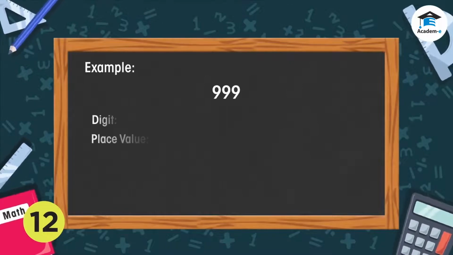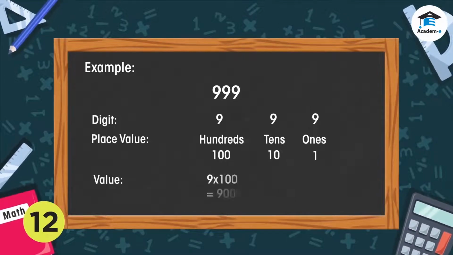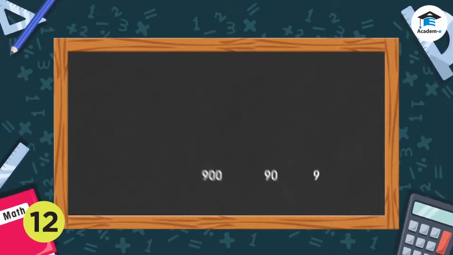Let's have another example. Here, all the ones, tens, and hundreds place values are occupied by nines. The values of these nines are 900, 90, and 9. Let's represent this number using blocks.